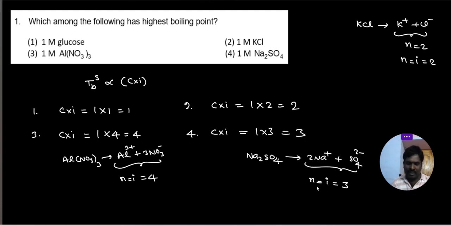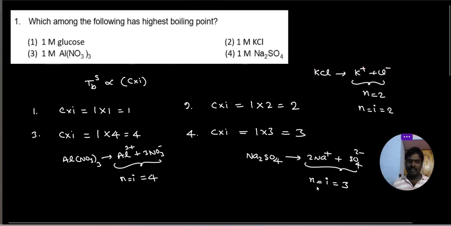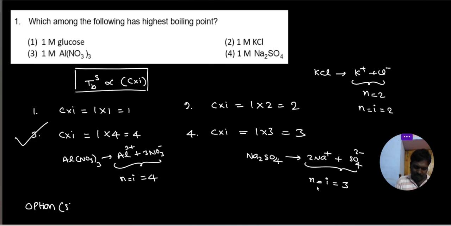So now 3. Here C into i, for which is that greater? The C into i value, option 3. So here the boiling point of the solution is directly proportional to C into i. So which option is the right answer? Option 3 is the right answer.